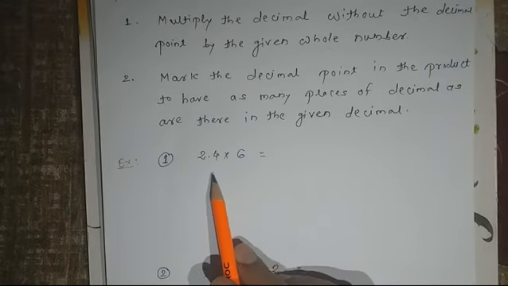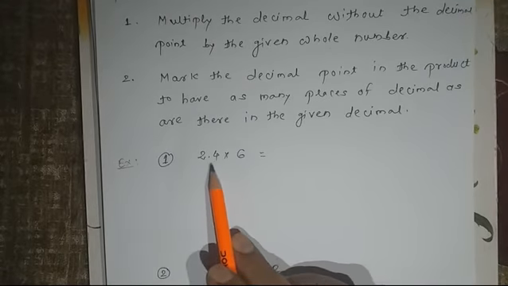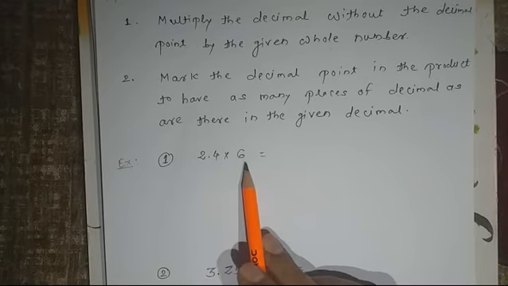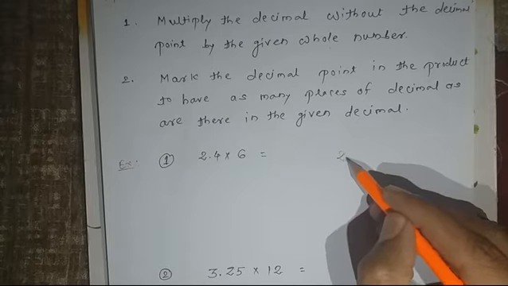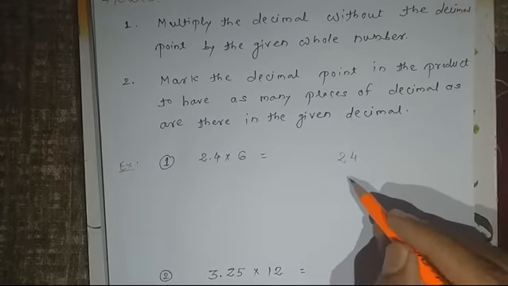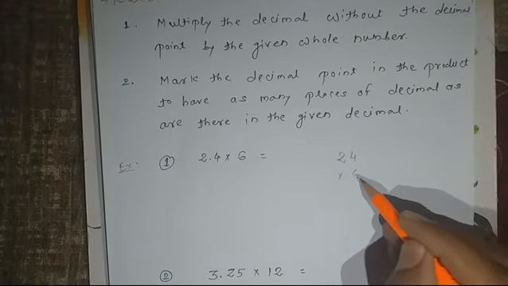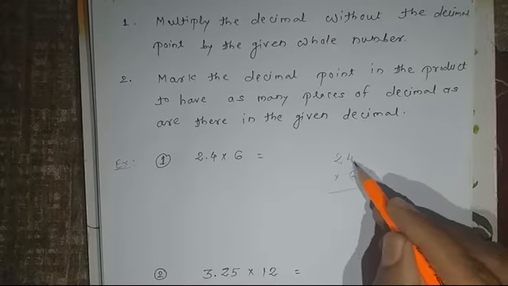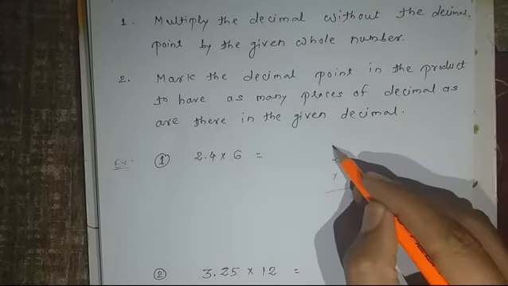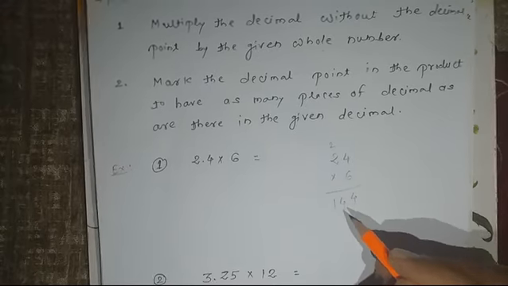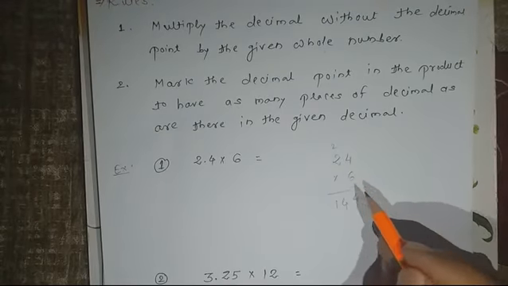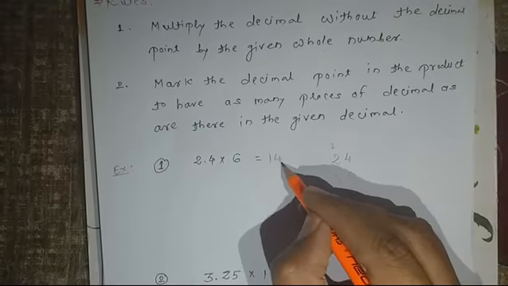Here we have to multiply 2.4 with 6. Here one number is a decimal number, another number is a whole number. So as per the first rule, we have to ignore the decimal point from the decimal number and then multiply with the given whole number as usual. 6 4s are 24, carry 2, 6 2s are 12 and 12 plus 2, 14. So the product of 24 and 6 is 144.